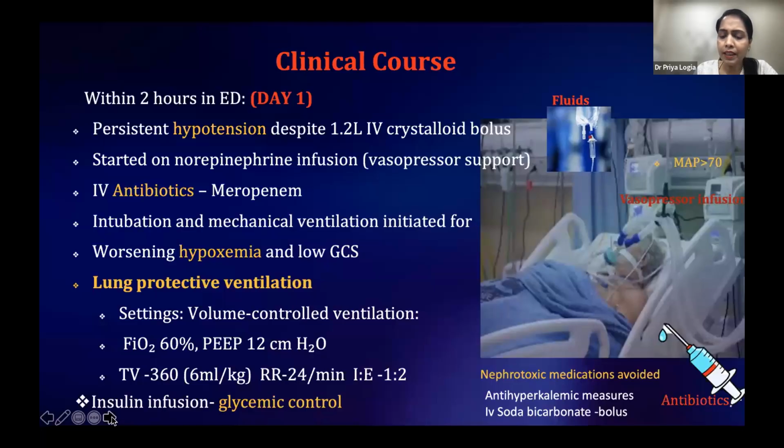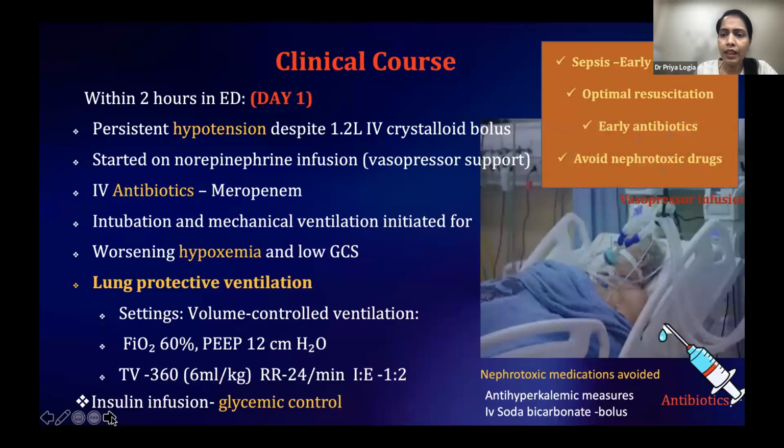The nephrotoxic medications were avoided. Ramipril and metformin were discontinued. She also received anti-hyperkalemic measures. So clearly, the patient had the following steps: sepsis early recognition, optimal fluid resuscitation, early antibiotics, and the nephrotoxic drugs were avoided.